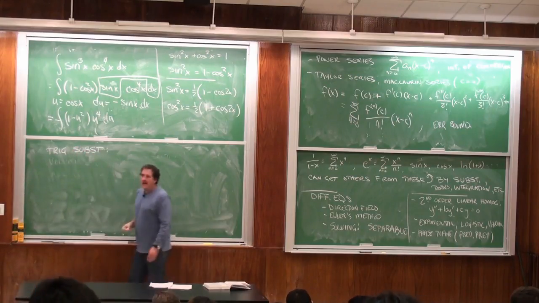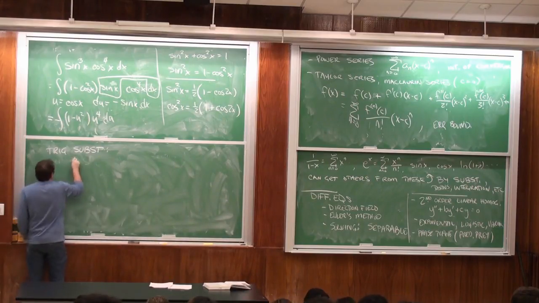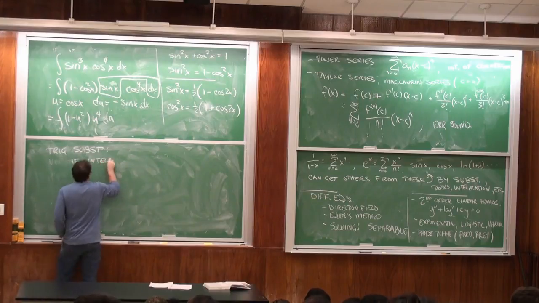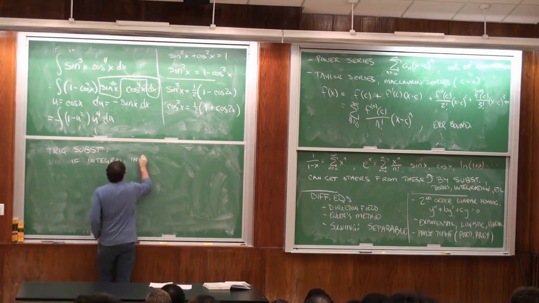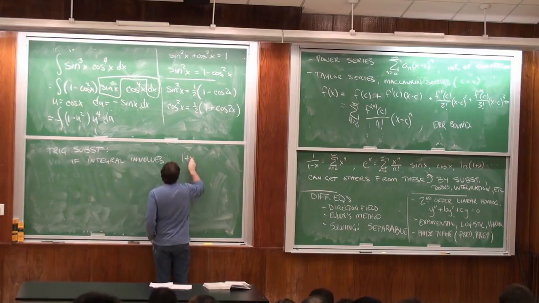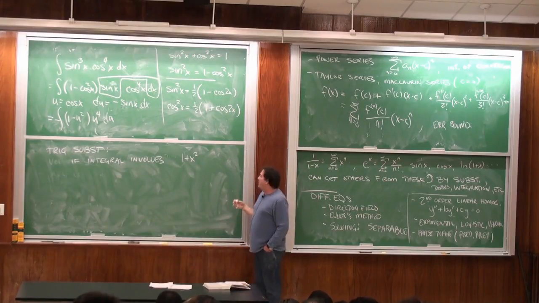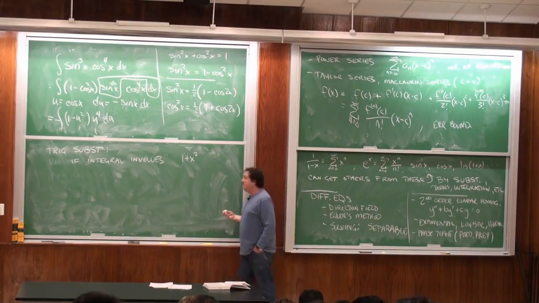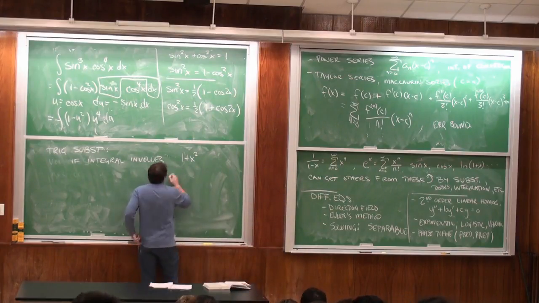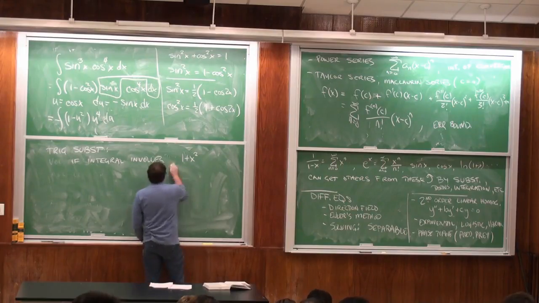would mean that if I have an integral that involves something like 1 plus x squared, then I would use the fact that 1 plus the tangent squared is the secant squared. So I would make the substitution here, tangent of x, no, I'm sorry, I would make the substitution.